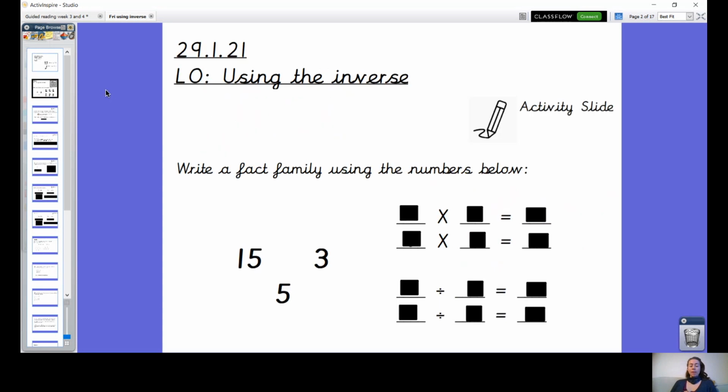Okay, so jot down the date and LO. Today we're going to be looking at the inverse. We've come across that word before. I'm hoping you've got some idea of what that means. So copy the date and LO in your book and have a little go at creating a fact family using these 3 numbers below. Pause the video and do that now.